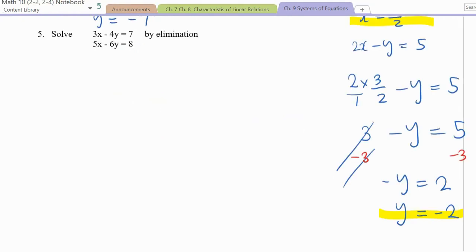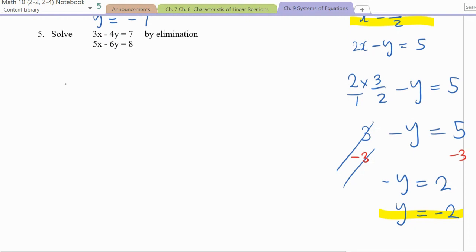Alright, everyone, look at number 5. This question is even more complicated because it's really hard to match the coefficient. I want you to look at the x coefficient. X coefficient is 3 and 5. How would you make 5? 3 times something should become 5. What number would you multiply here to make 5? Or look at this y coefficient. What number would you multiply to negative 4, to negative 6? There's no integer number that we can multiply, right?